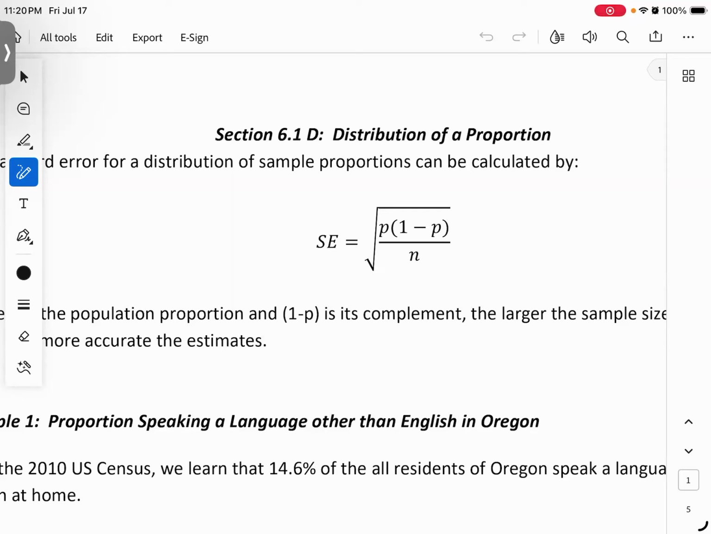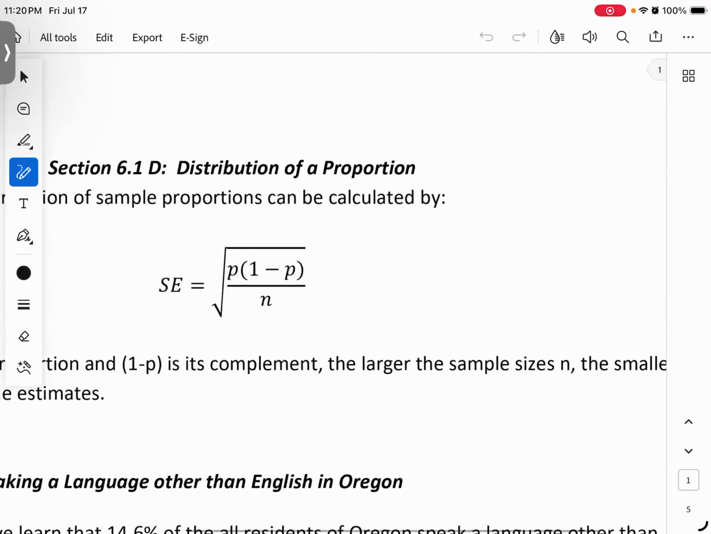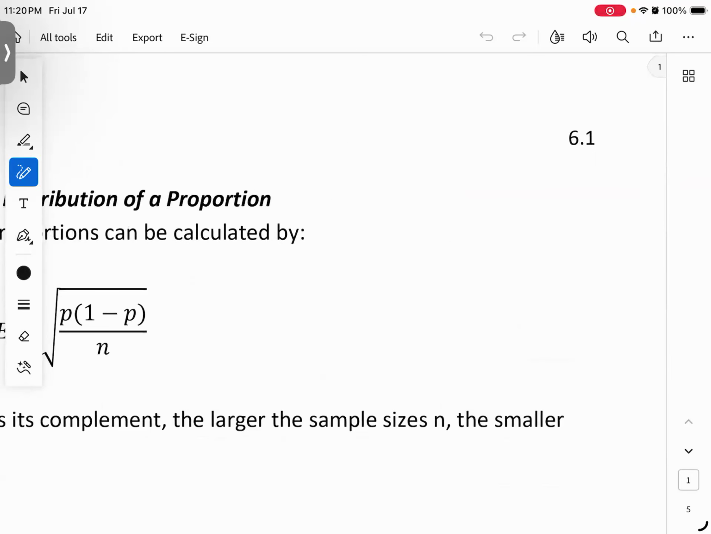Now, this is an alternative to what we were doing in chapter 3, which here I'll just draw a little picture. You don't have to write this in your notes. But in chapter 3, what we were doing is the bootstrapping, where we would have 1,000 dots, and through that, being many samples, that's how we would get our standard error. What we're doing now is we're going to switch over to using this formula.